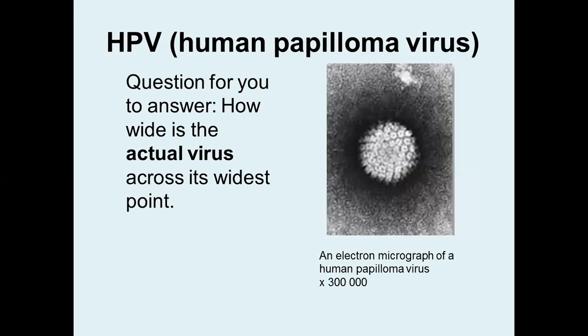So first of all, on your little piece of paper, how wide is the actual virus across its widest point? This is an electron micrograph of human papillomavirus at a magnification of 300,000 times. And my question is, how wide is the actual virus, the real object, across its widest point? Now this is a sphere, and therefore it doesn't matter where you measure the diameter.